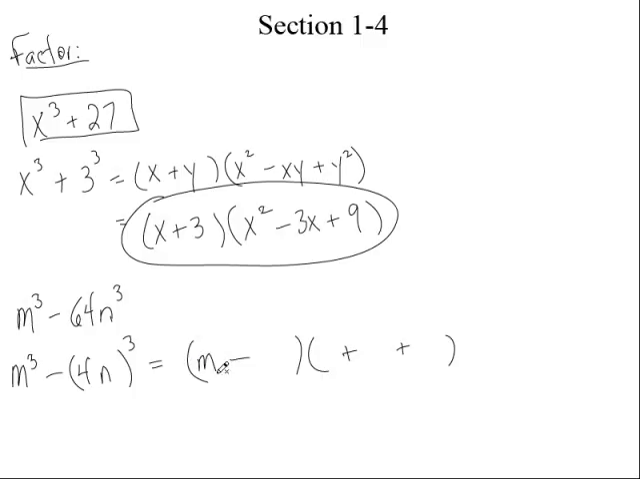So what goes here? M. What goes here? No, it's not n. Look what's being cubed. A 4n. It's being cubed. What about this? This is that first one squared. Sorry, it's the first one squared, so it's m squared. This over here is the second one squared. 16n squared. That's right. You see it?